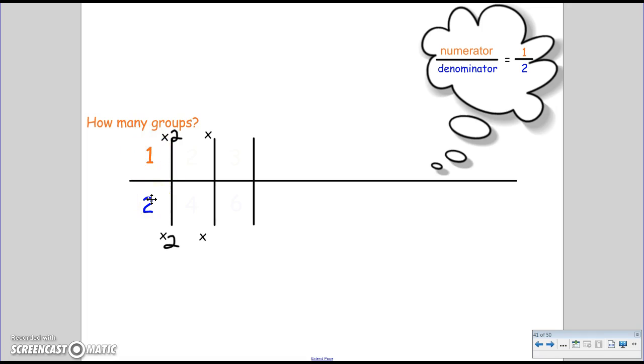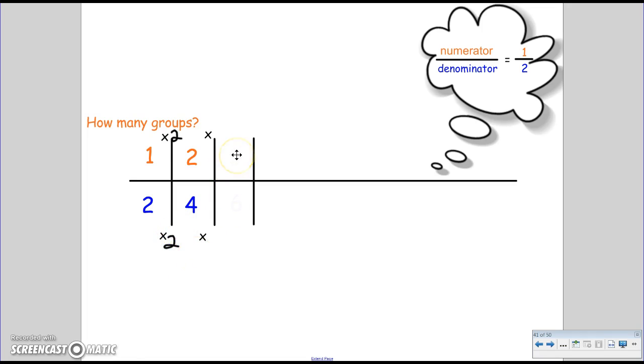If we want two groups of 2, we're simply multiplying or skip counting by the number 2. 1 times 2 will give me the number 2. When I'm skip counting, I want to maintain an even relationship. So 2 times 2 gives me 4. However I multiply on top, I'm going to multiply on the bottom.